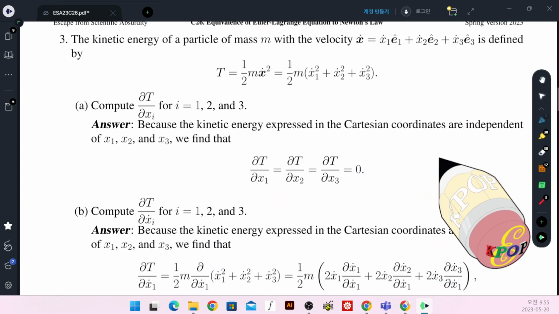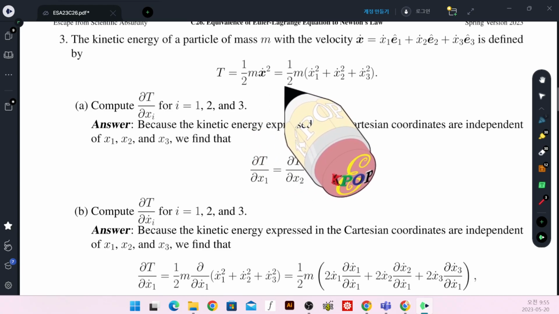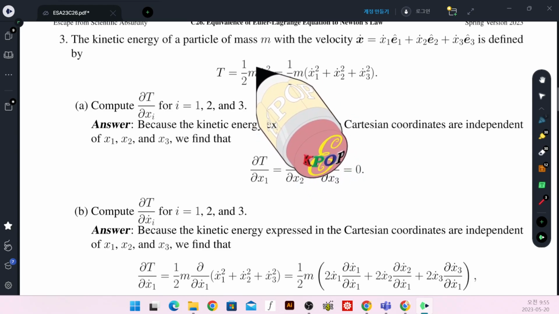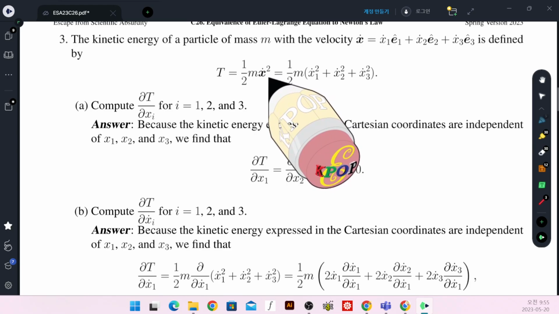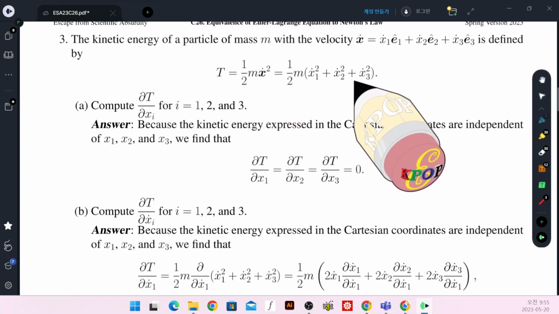Okay, so let's go ahead with the kinetic energy. The kinetic energy of a particle of mass m in non-relativistic classical mechanics is 1/2 m v squared, where v is the velocity of the particle. The square of a Euclidean vector is, according to the Pythagorean theorem, a sum of the squares of each component.